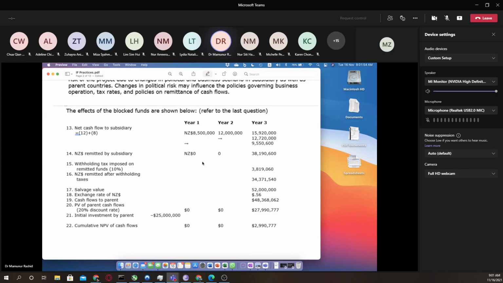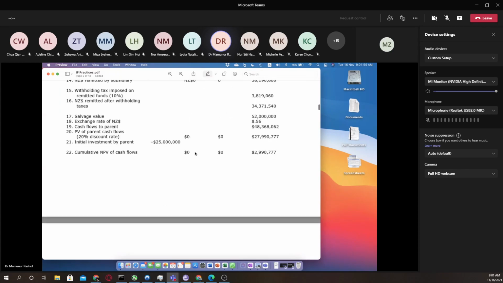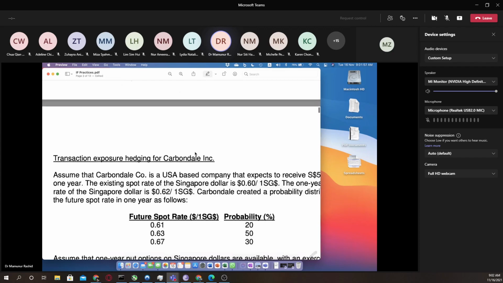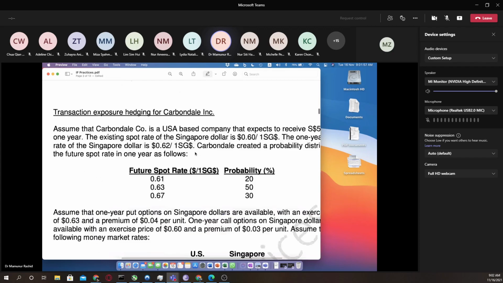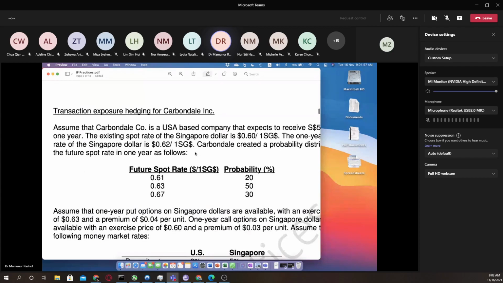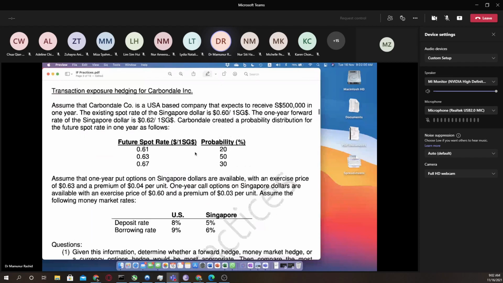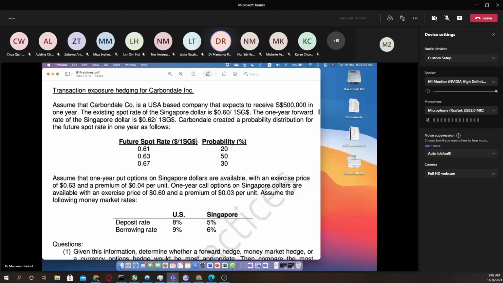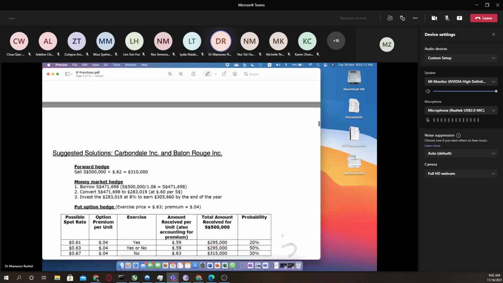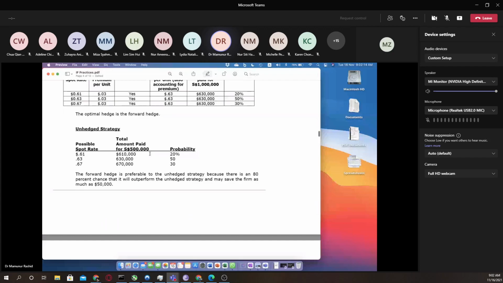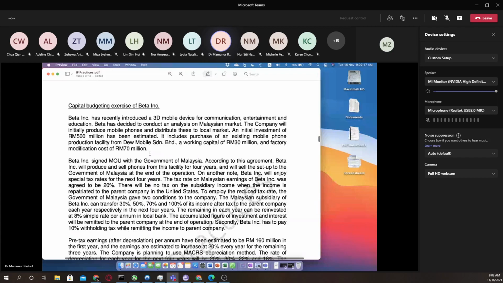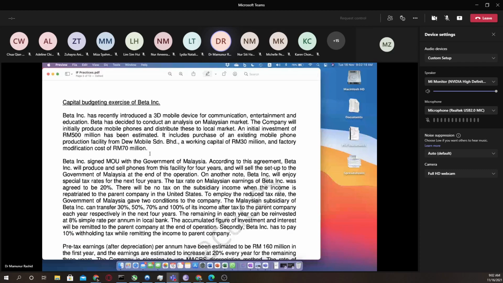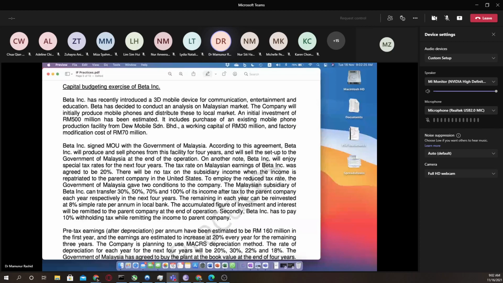Let's move on. We have a transaction exposure here, but we will do this later. We'll do another capital budgeting, then we'll come back to the transaction exposure, so that we maintain some similarity with our examples. So this is another company. Let's take this example, then we'll take a break, and we'll do the transaction exposure after the break.